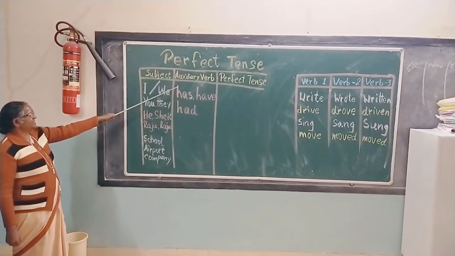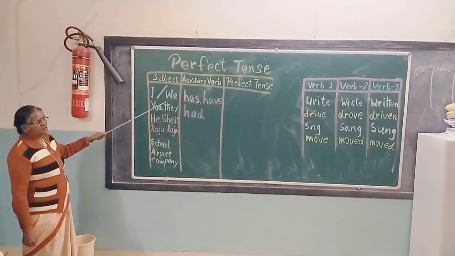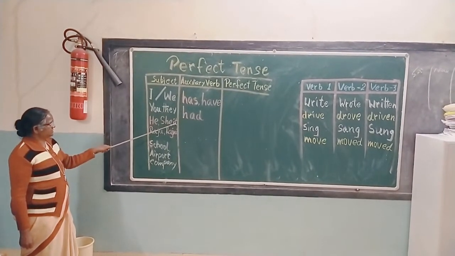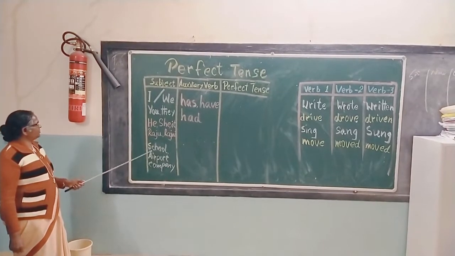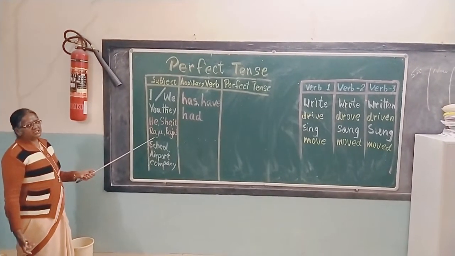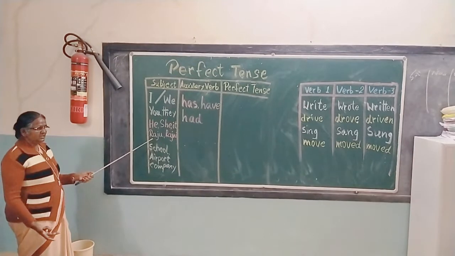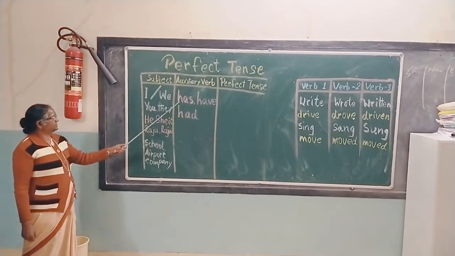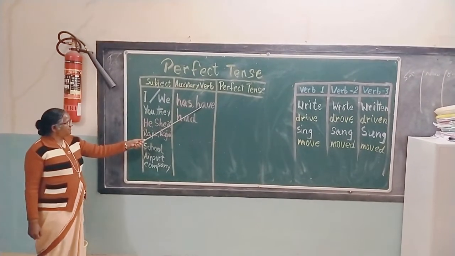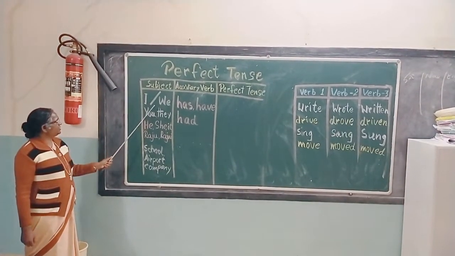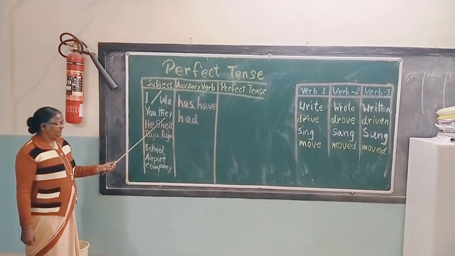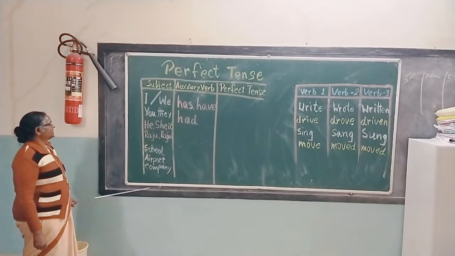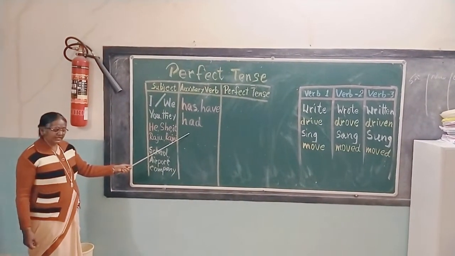I repeat again. Has is used for third person, that is he, she, it, and any singular form, any person's name or city's name, any material's name, any singular form, you use the word has. Have for I, we, you, they, any plural form. Had, I will speak to you later.